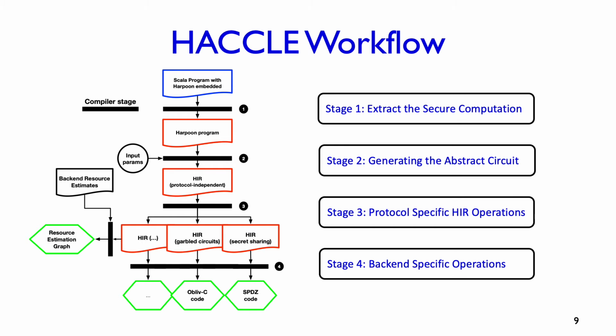At this stage, the Harpoon type system prevents errors like assigning a ciphertext to plain text. Stage 3 takes in the protocol-independent HIR program and specializes it to a protocol-specific one. The type system in this stage prevents protocol-specific errors, for instance, preventing a non-player from accessing a shared piece of data. Stage 4 takes a protocol-specific HIR and produces code for a specific backend. We count resource estimation as a separate backend. This backend can estimate the cost of computation in a particular protocol based on a cost model.